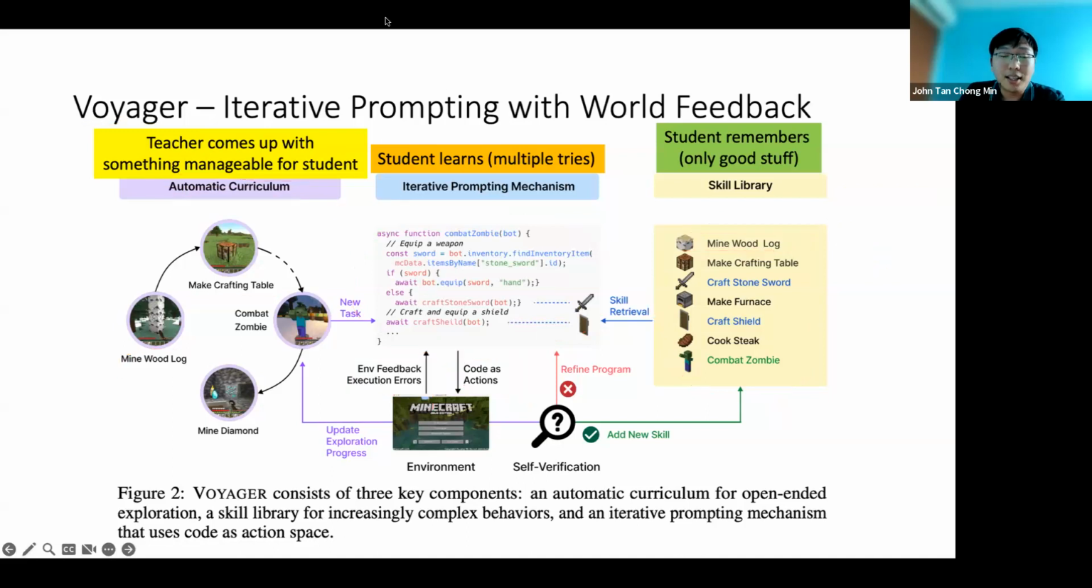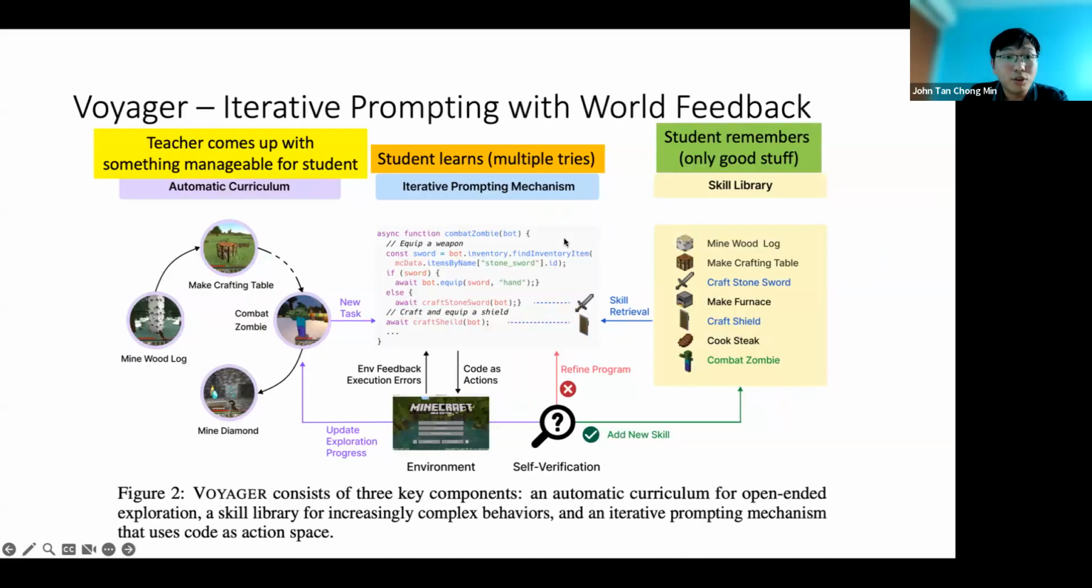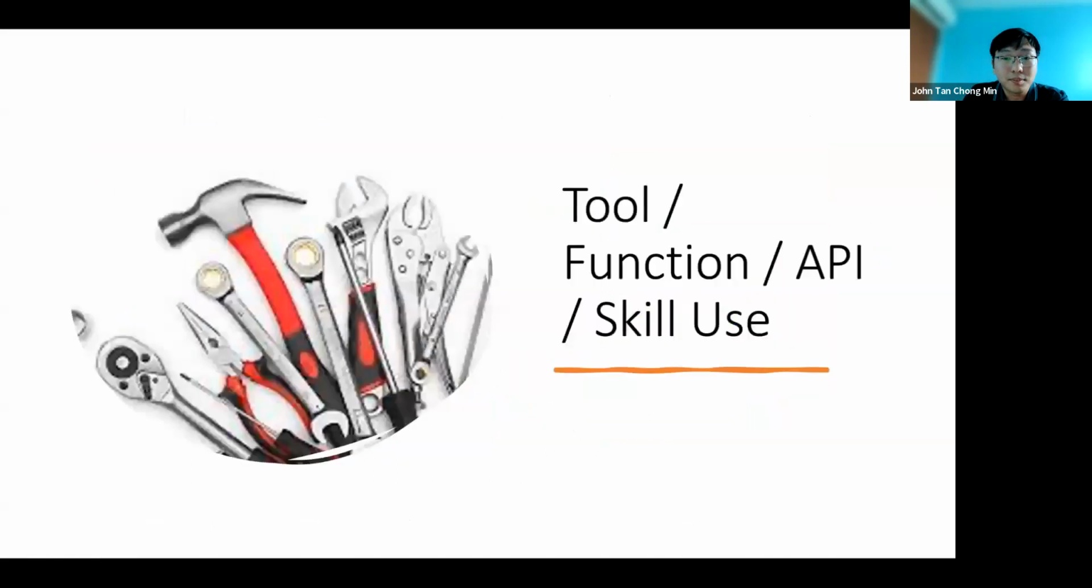So this is something that is quite inspirational for me. And world feedback is really quite important. Let's move on to tool use. There's a lot of names for this: tool, function, API, or skill. People call it differently, but they all mean about the same things.